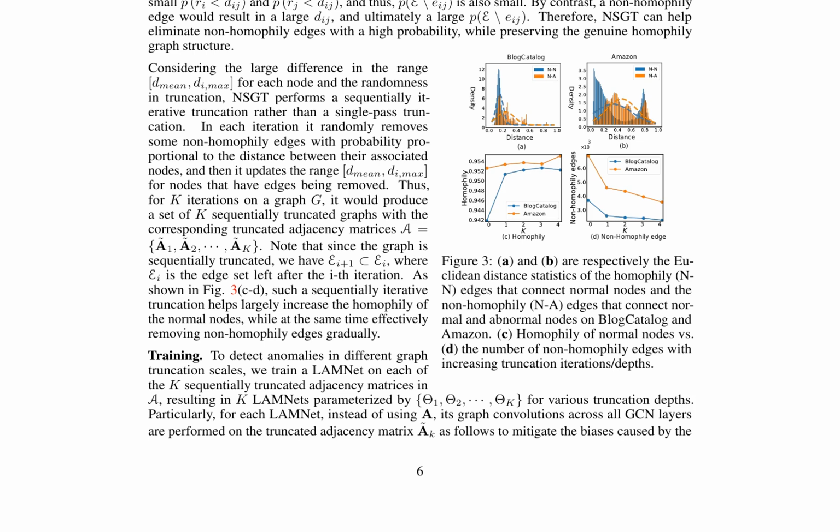The truncated graphs are then used to train LAM-net, a model capable of detecting anomalies at various scales. By iteratively truncating the graph, NSGT enables LAM-net to capture anomalies at different resolutions, leveraging the sequential removal of non-homophily edges to improve detection performance. This approach offers a promising solution for graph-based anomaly detection tasks, particularly in scenarios where datasets exhibit homophily and non-homophily patterns.